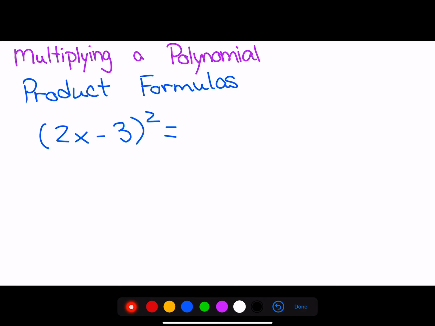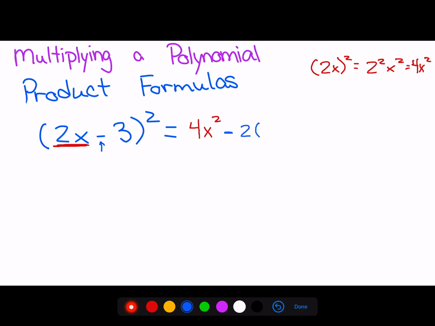So let's try it out. 2x minus 3 squared. So same type of thing. I take my first term and I square it. So 2x squared will turn to 4x squared. Because again, it's 2x squared, which is the same as 2 squared times x squared, which is 4x squared. That's where that 4x squared came from. Next, it's minus, because again, this is a minus sign here, minus 2 times xy. Well, x times y is 2x times 3, which is again 6x.